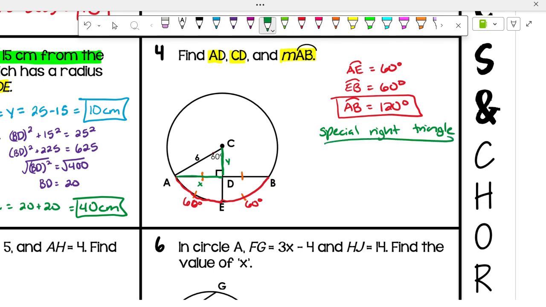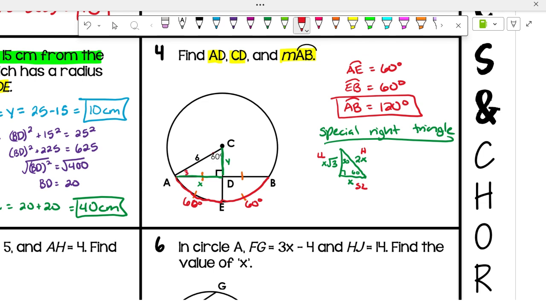Specifically, a 30, 60, 90 triangle. So if you have a 30, 60, 90 triangle, so this is 90, 30, 60. 30 we would call X. The hypotenuse would be 2 times what we call the short leg. And 60 would be X square root 3. So we call the one across from 60 the long leg, the one across from the 90 the hypotenuse, the one across from the 30 the short leg.